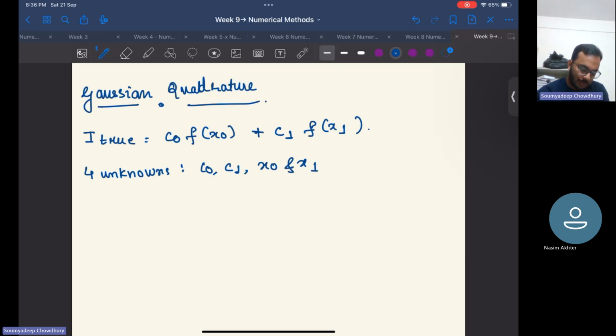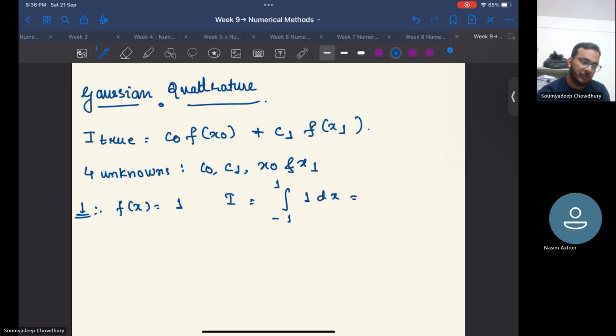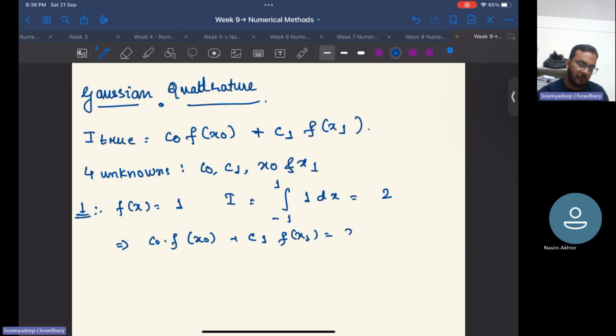Okay, first you take f(x) equal to 1. Then what will be I? And the limit I am always considering is -1 to 1. So it will be 2, right? Now if I try to represent this in the form of Gaussian quadrature, it will be basically c0 f of x0 plus c1 f of x1 equal to... what are x0 and x1 here? x0 is -1 and x1 is +1, right?